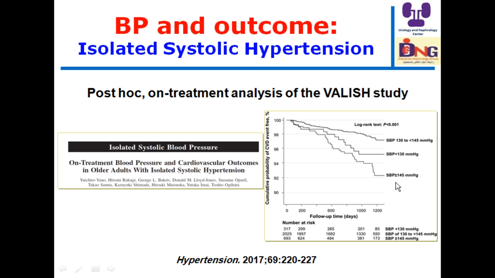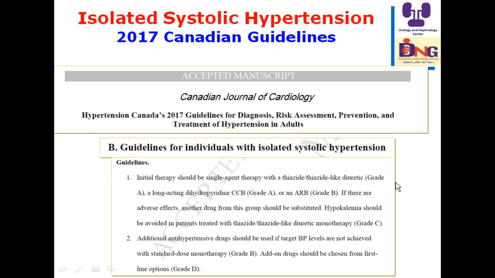So the Canadian guidelines for isolated systolic hypertension say initial therapy should be single agent therapy with a thiazide-like diuretic grade A, a long-acting dihydropyridine grade A, or an ARB grade B. If there are adverse effects, another drug from this group should be substituted. Hypokalemia should be avoided in patients treated with diuretic monotherapy. Additional antihypertensive drugs should be used if target blood pressure levels are not achieved with standard dose monotherapy.